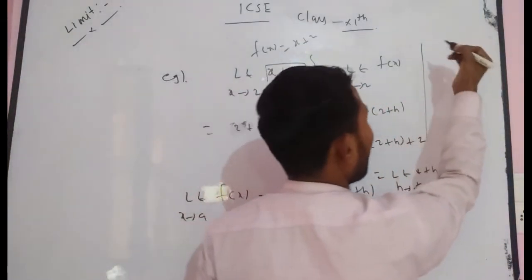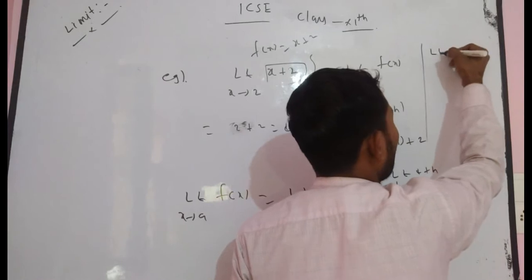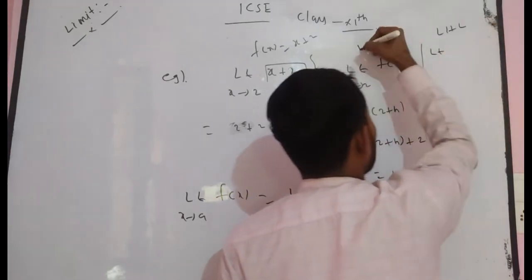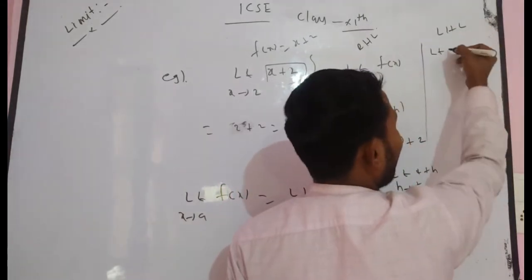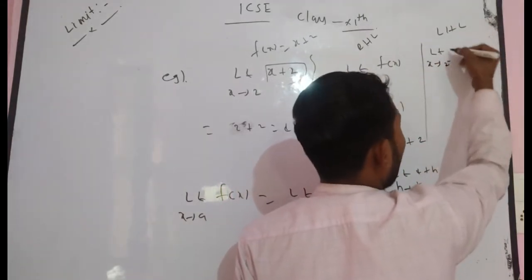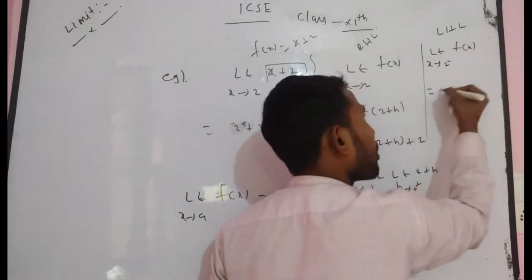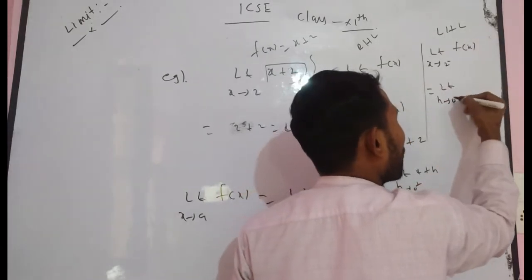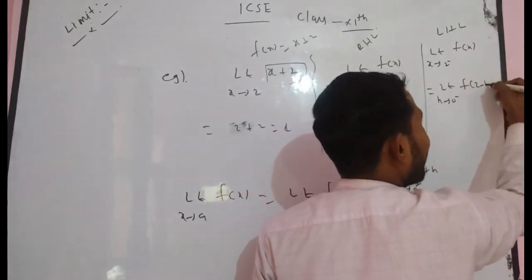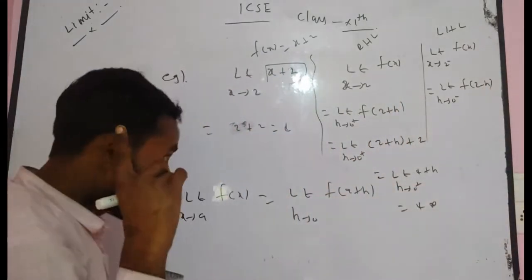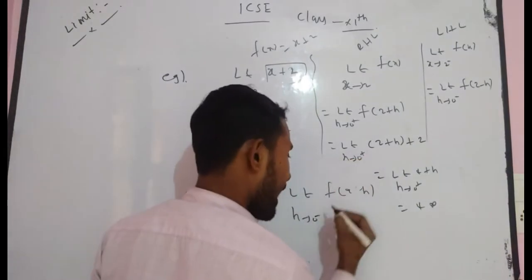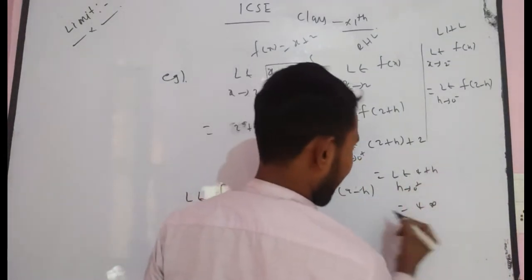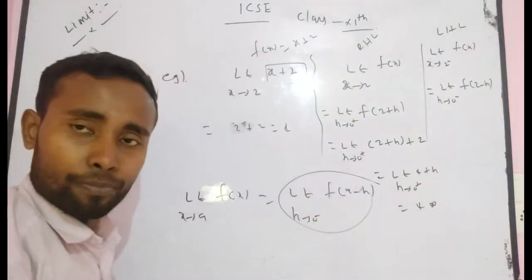There is also another method, which is called the left hand limit, LHL. This one is called RHL. Now if you find the LHL, limit x tends to 2 from the left hand side of f(x), then you can solve it as limit h tends to 0 from the left hand side of f(2 minus h), because in case of LHL it becomes this. In this way you can also find it.